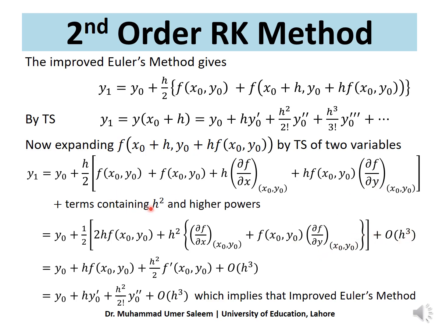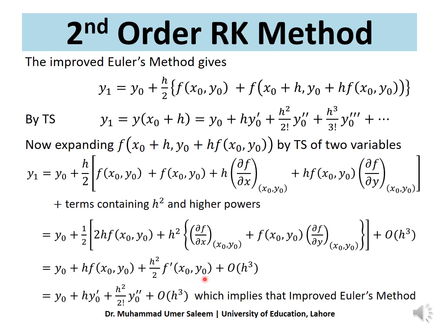As I told you, here the terms are of h square, but h is multiplying, so it will become of order h cube. So now this will be y naught plus, multiplying with 1 by 2, so this will be cancelled out, it will become h f of x naught y naught, this is fine, plus h square by 2. Now look at this term, actually this term is the value of f dash x naught y naught.